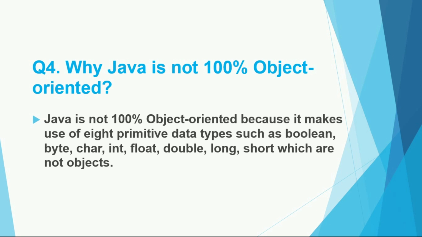Okay, I hope you understood, because the primitive data types which we have in Java are not objects. To follow the principle of a 100% object oriented language, Java primitive data types should be and must be objects. Okay, I hope you understood. That's why Java is not a 100% purely object oriented language.